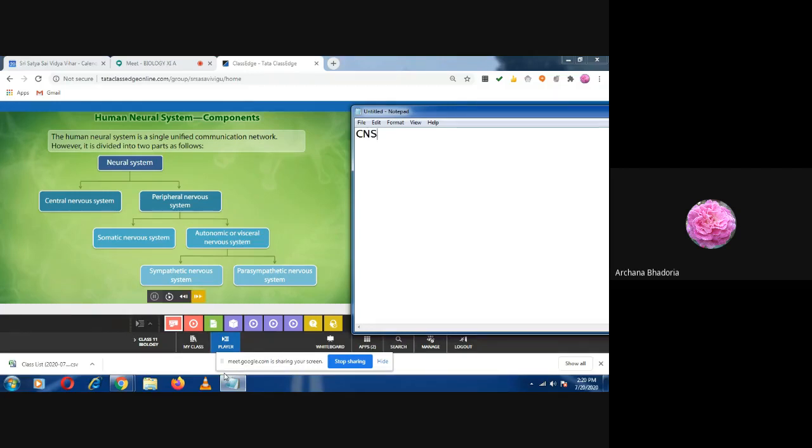CNS includes what? What is CNS? Speak up quickly, children. What is CNS? Central nervous system. So what are the components of the central nervous system? Brain and spinal cord. Okay.